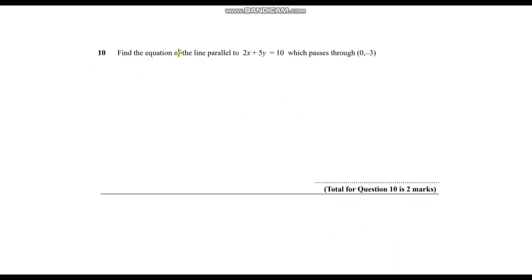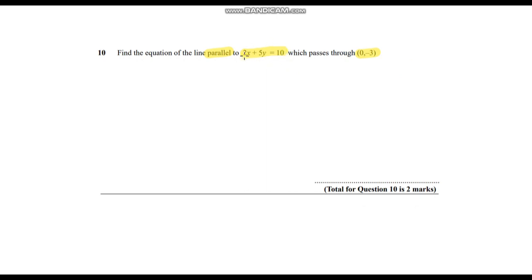Question 10. Find the equation of the line parallel to 2x plus 5y equals 10, which passes through the point (0, 3). So the first thing you should remember about parallel lines is they have the same gradient.